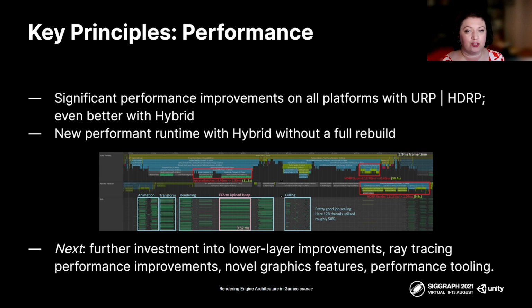URP and HDRP show significantly faster performance versus the built-in render pipeline on CPU and GPU, and Hybrid SRP is delivering further drastic performance improvements. With Hybrid, we're able to build a new runtime, solving the performance issues without having to rebuild everything from scratch. Next, we're going to invest further into lower level layer improvements, culling, DirectX, Vulkan, ray tracing, advanced features such as VRS and mesh shaders, and continue optimizing and evolving each pipeline.